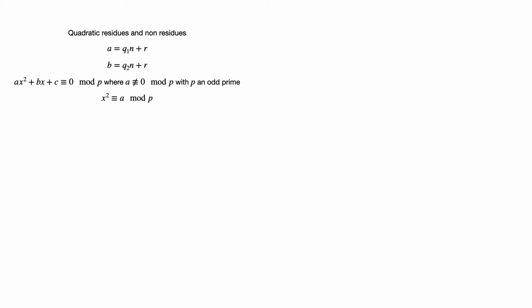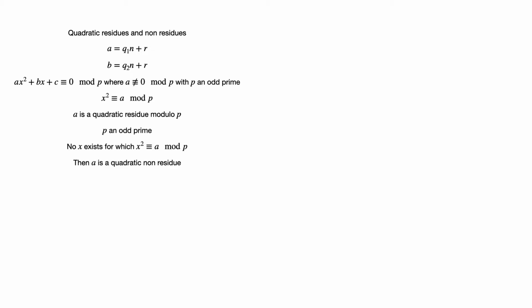If the congruence x squared congruent to A mod P is solvable for a given value of A, with P an odd prime, then we say that A is a quadratic residue modulo P. Note that in most of the subsequent discussions, whenever we mention a prime P, we are only considering odd primes. Now, if the congruence doesn't admit a solution for a given A, then A is termed a quadratic non-residue modulo P.